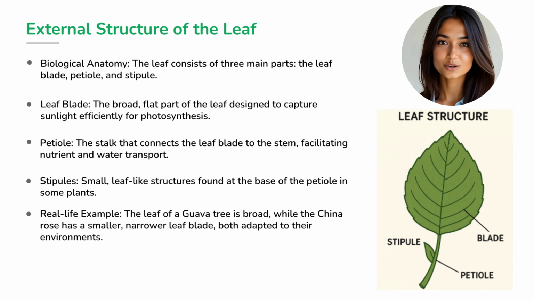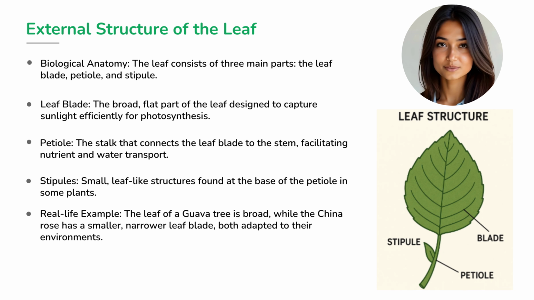Now, let's take a closer look at the structure of the leaf. The leaf has three main parts: the blade, petiole, and stipules. The blade is the large, flat part that we commonly recognize as the leaf. This is where most of the photosynthesis happens. The petiole connects the blade to the stem, acting like a bridge, transporting water and nutrients to the leaf.